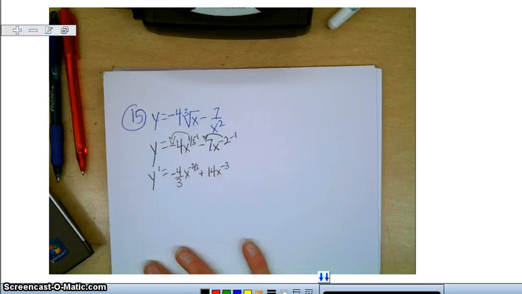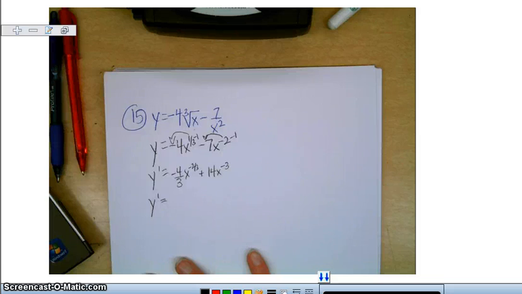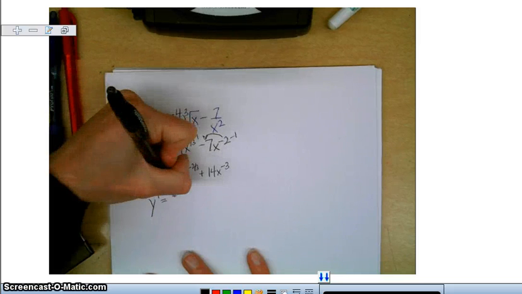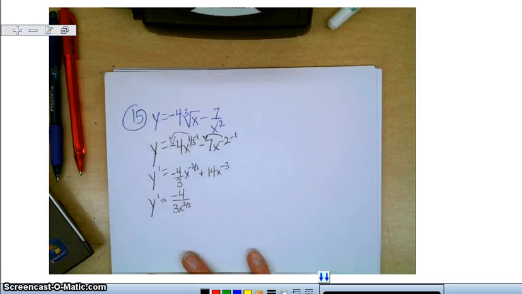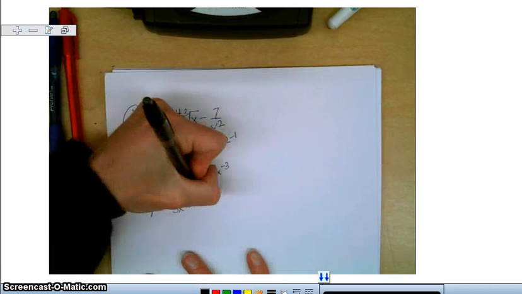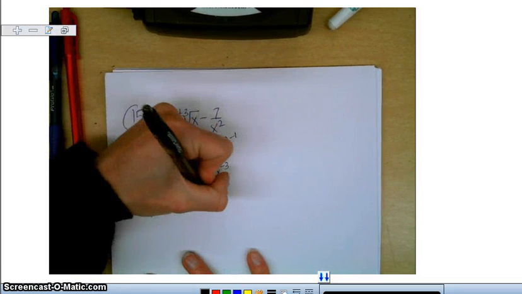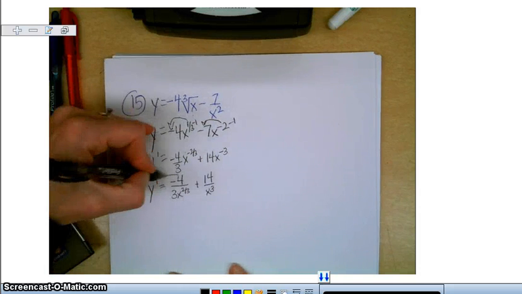So now I just have to clean up my derivatives, so I have to get rid of negative powers. In this part, that x to the negative 2/3 is going to go on the bottom with the 3. The negative 4 is going to stay on the top, and I'll have 3x to the 2/3. All right, so then I'm going to write this one. The 14 is going to stay on the top, the x cubed on the bottom. And it's not necessary to get a common denominator in a problem like this.